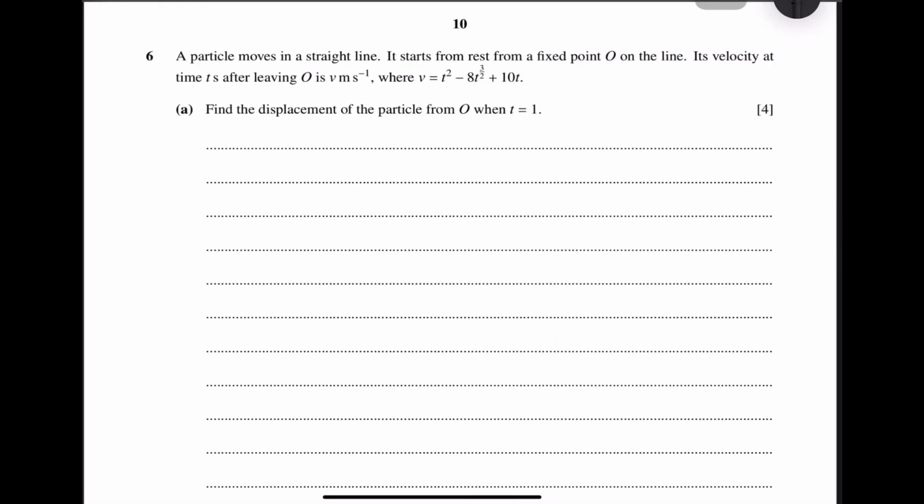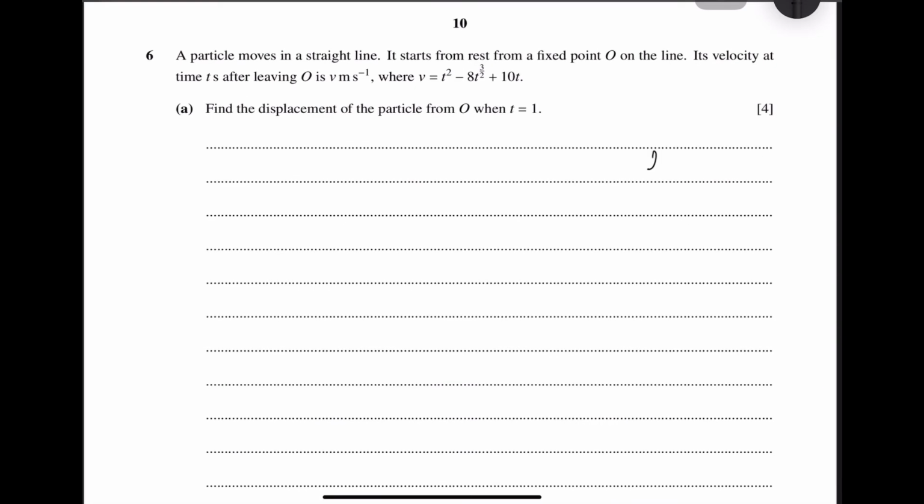A particle moves in a straight line. Question number 6. It starts from rest from a fixed point O on the line. So t equals 0, s equals 0, or x equals 0. Let me write x. The velocity v equals t squared minus 8t to the power 3 by 2 plus 10t.